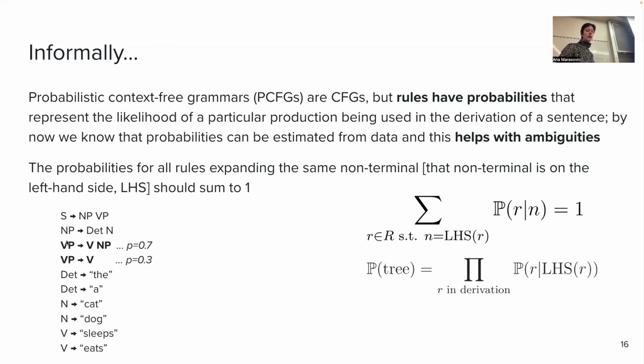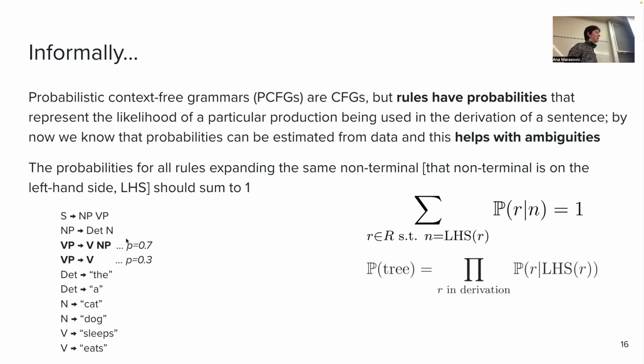So for example, if N is a VP, then two rules that satisfy these conditions are these two, and we are saying that the sum of probabilities of these two rules should sum to 1. That's what this equation is saying.